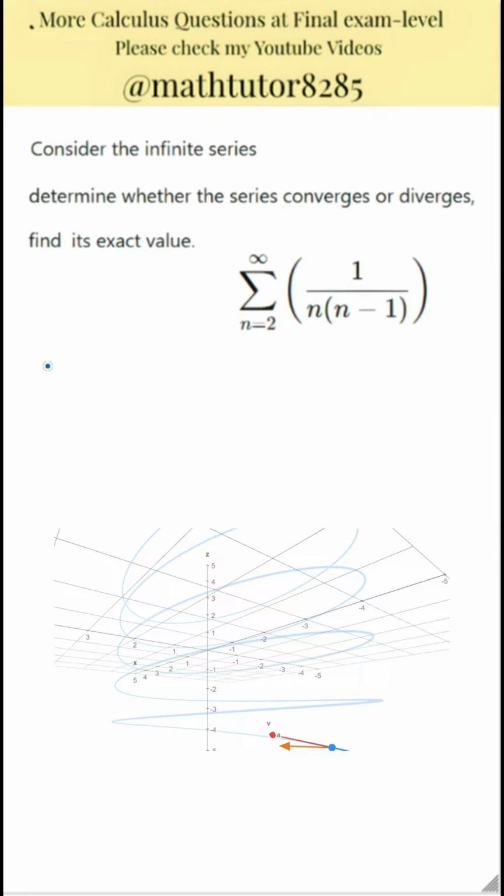This problem is to use the sequence of partial sums to determine whether the series converges or diverges. Consider an infinite series where each term is 1 divided by the product of n and n minus 1, where n starts at 2.